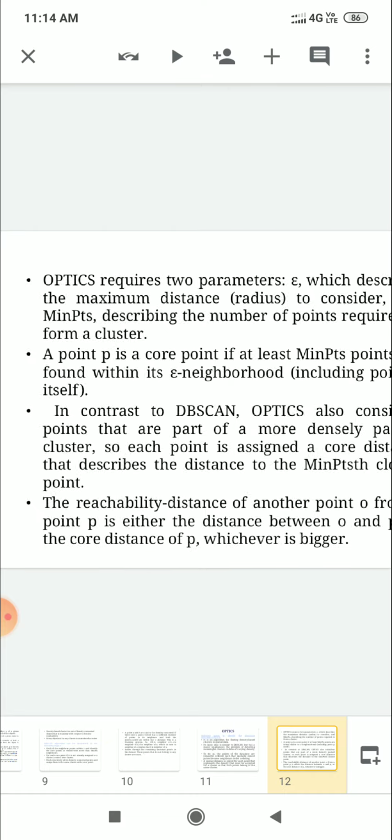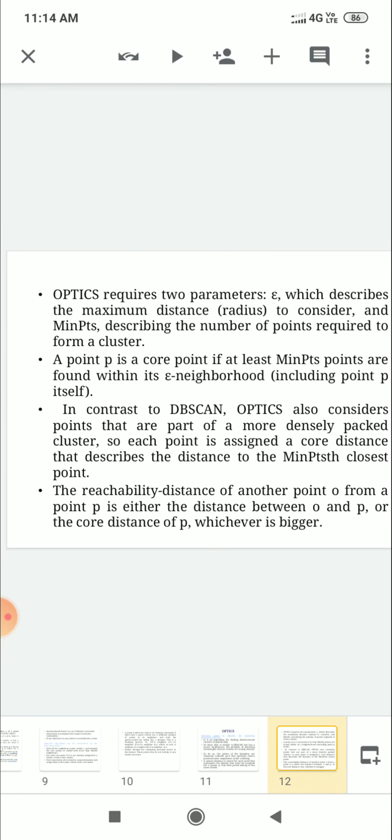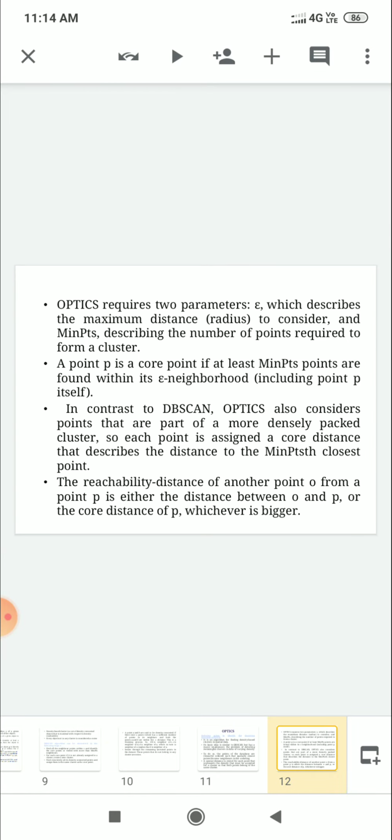OPTICS contains two parameters. One is epsilon, another is minimum points. Epsilon describes the maximum distance to consider, the maximum radius to consider. And minimum points describes the number of points required to form a cluster.